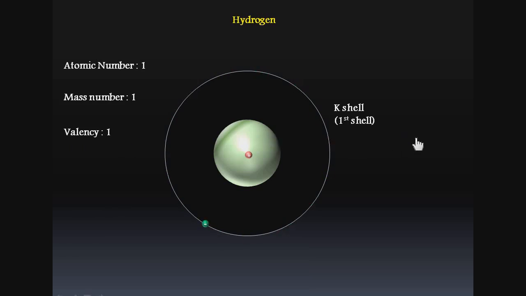Here we have only one shell, that is K shell. That itself is the valence shell. And the number of valence electrons is also 1 itself, hence valency is 1.